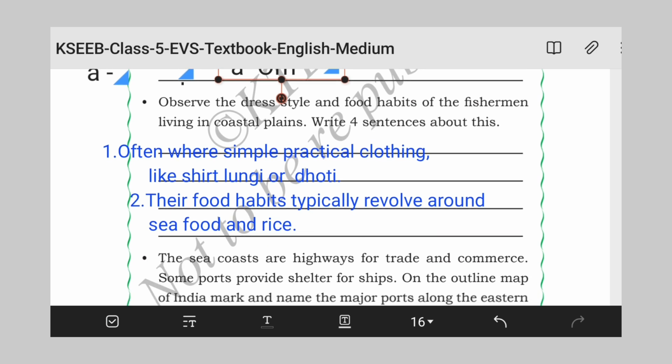Next question, observe the dress style and food habits of fishermen living in coastal plain. Write 4 sentences about this. They often wear simple practical clothing like shirt, lungi and dhoti. Their food habits typically revolve around seafood and rice.